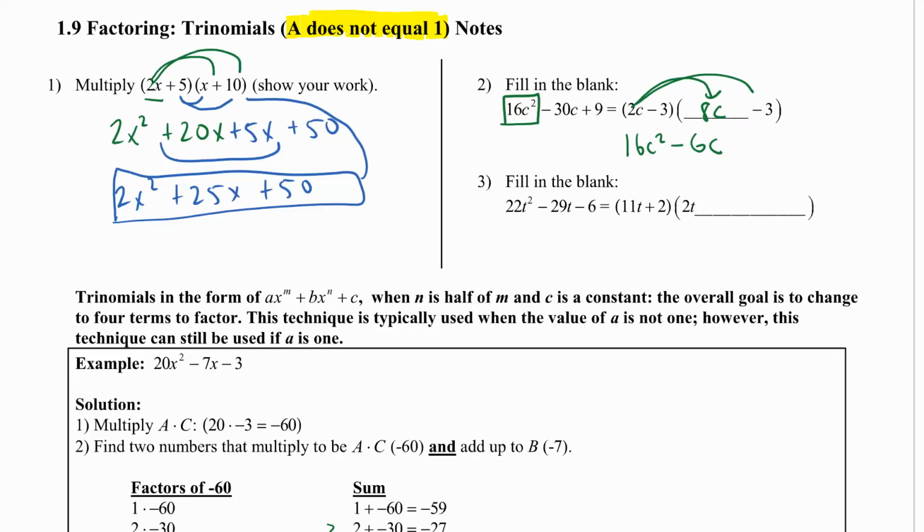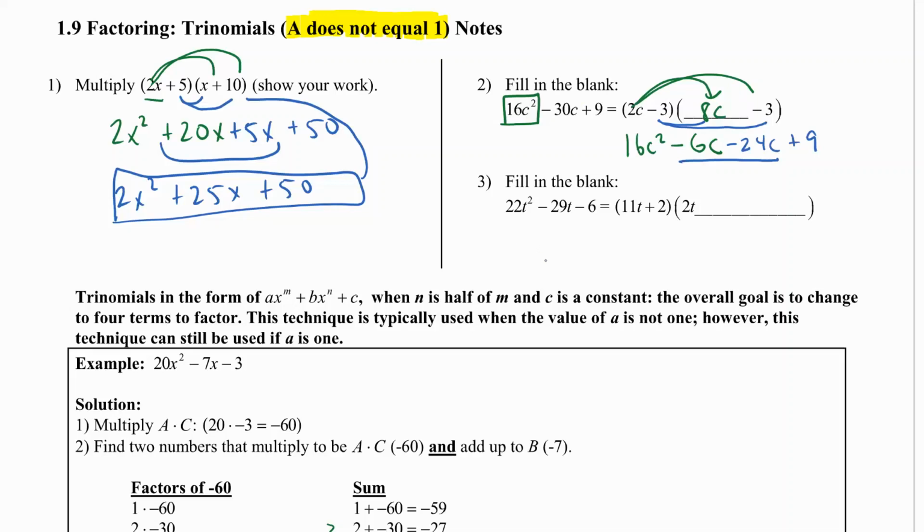And then we can go ahead and distribute the negative 3. So that's negative 24c. And then negative 3 times negative 3 is a positive 9. And then we combine like terms and we get that. So number 2 and 3 is just, again, making sure we understand the multiplication process.